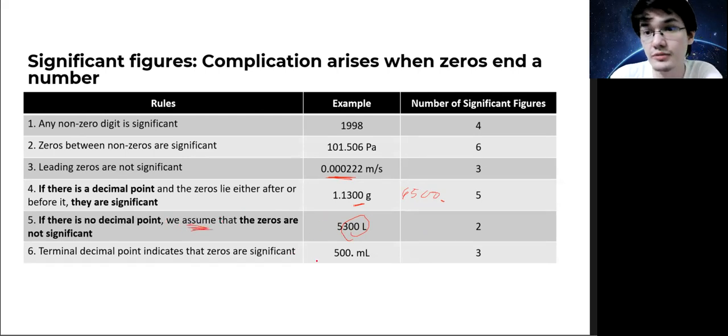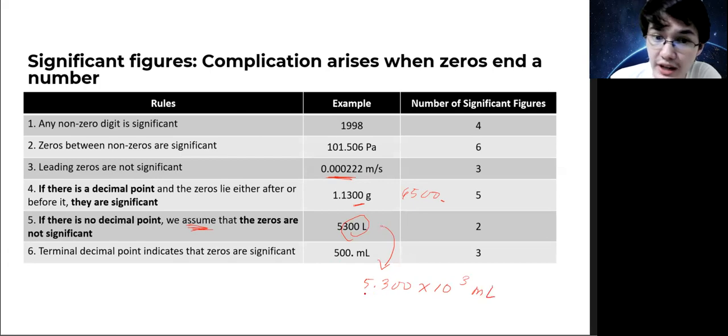When we say assume, we pertain to the scientific notation. It clarifies things. For example, when we translate it to scientific notation, we have 5.3 times 10 to the third milliliters. So this time, we have 4 significant figures. So it clarifies things, scientific notation.